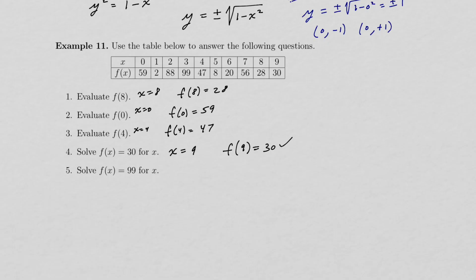If the output f of x is 99, what's the input? Well, in this case, if we look at the table, x must have been 3, right? Which is the same thing as saying f of 3 is equal to 99.